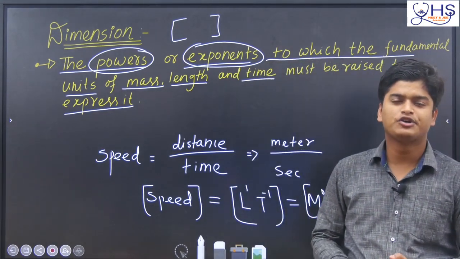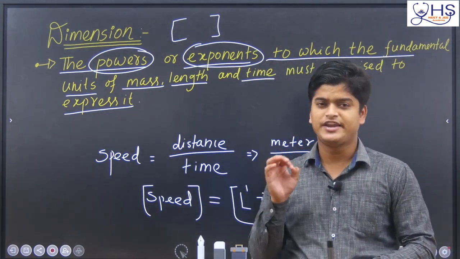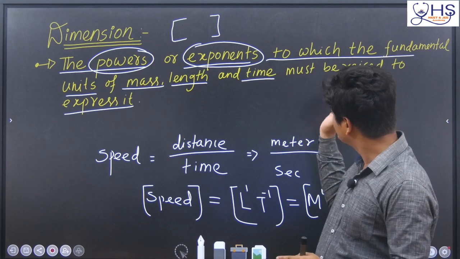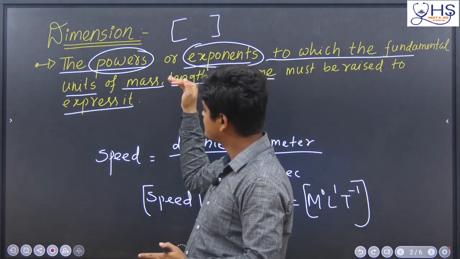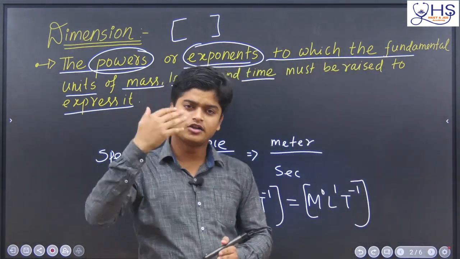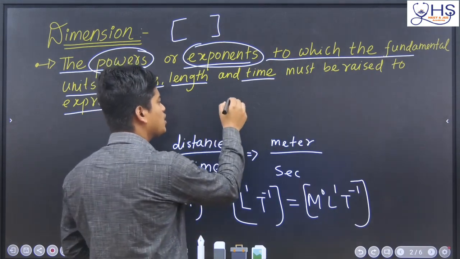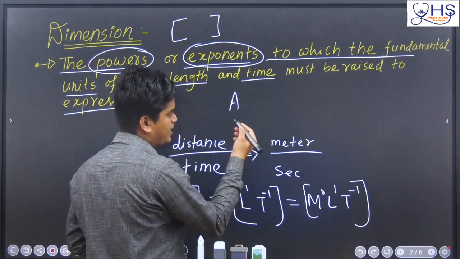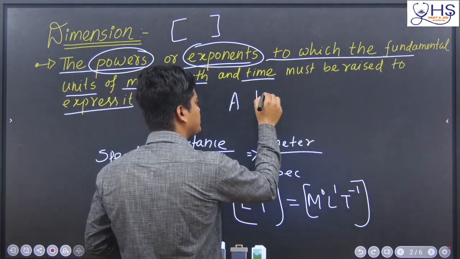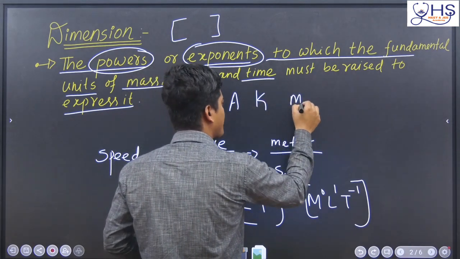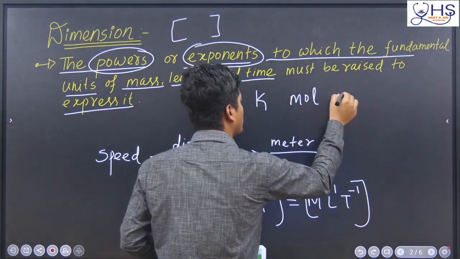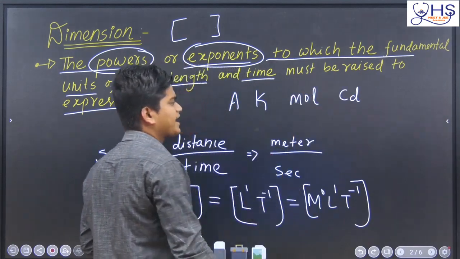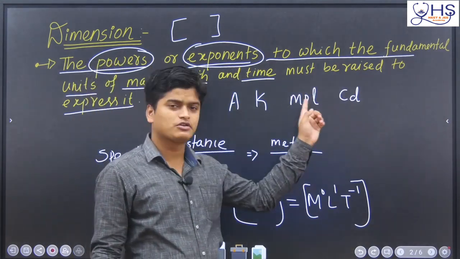This is the way you need to find the dimension of any physical quantity. Most of the time we will express it in terms of mass, length, time, and other fundamental quantities too. For current we use ampere, for temperature Kelvin, for amount of matter mole, and for luminous intensity candela. Along with these we can also include them.